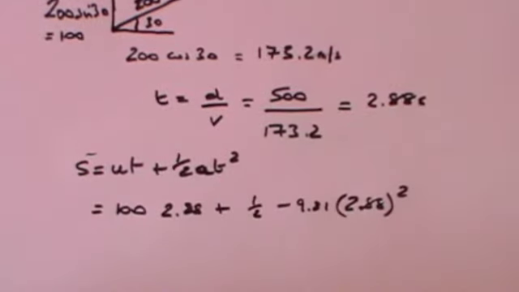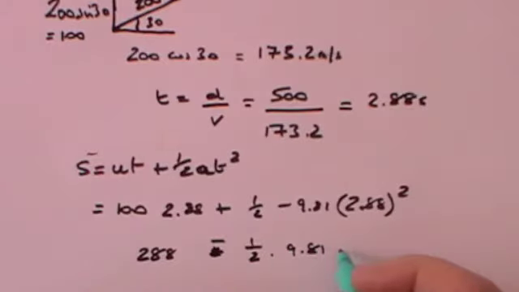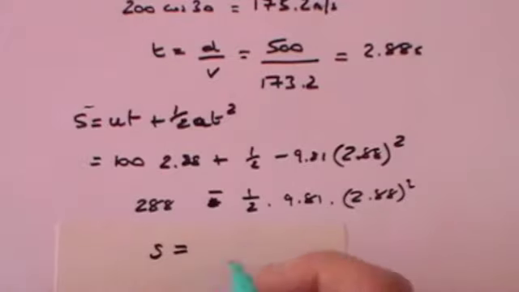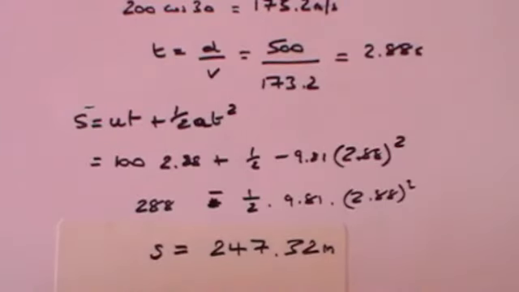And this here is going to be 288 minus a half times 9.81 times 2.88 squared. And that's going to give you that S, which is the distance it moves up, the height above the firing position, in other words, the total distance will be 247.32 metres. So that's the height that it reaches above the firing position up the wall.